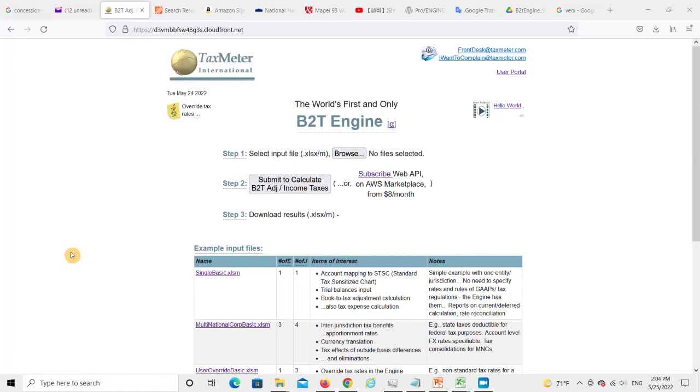Hello, we're going to look into the FTC data from the B2T engine. The FTC data is generated to support the calculation logic of the foreign tax credits for the parent company of an entity group. We know that when a company incurs foreign tax expenses, the U.S. tax authority, IRS, may allow the company to take foreign tax credits so that it is not subject to the double taxation by both the U.S.